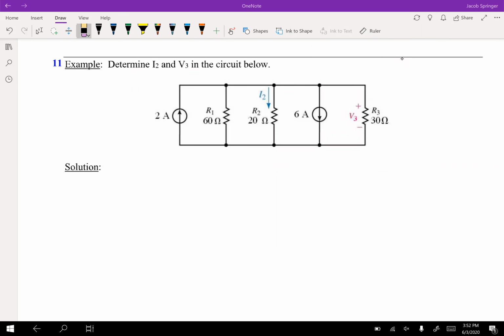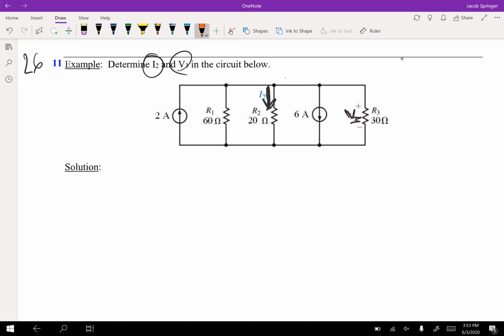All right, so number 11, this is on lesson 6. Example number 11, this is dealing with current sources. We have two current sources here. We have resistors. We're being asked to find I2, which is the current going through that 20 ohm resistor. And we're asked to find V3, which is the voltage across R3 right here. There's V3. But first, let's look at what it is that we're trying to solve for. We're trying to solve for a current and a voltage.